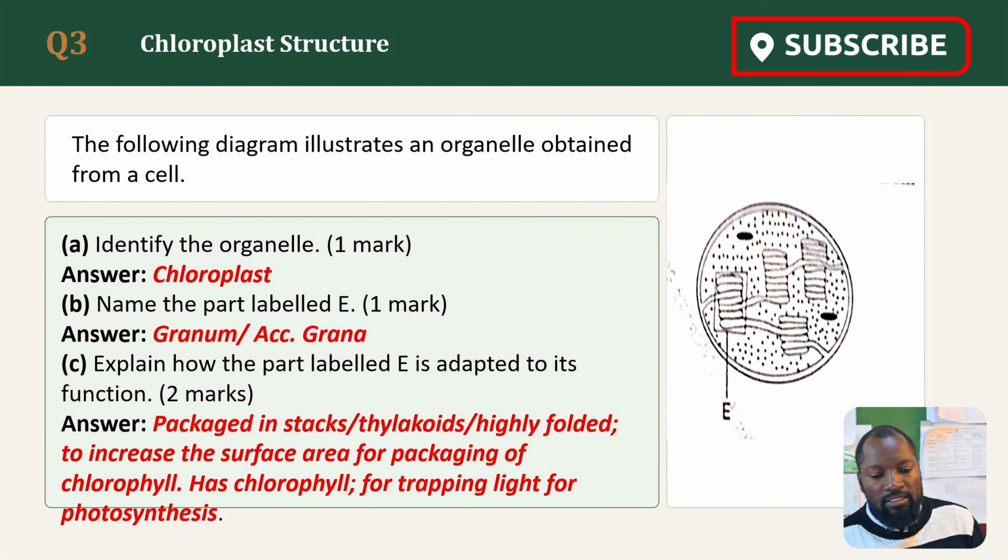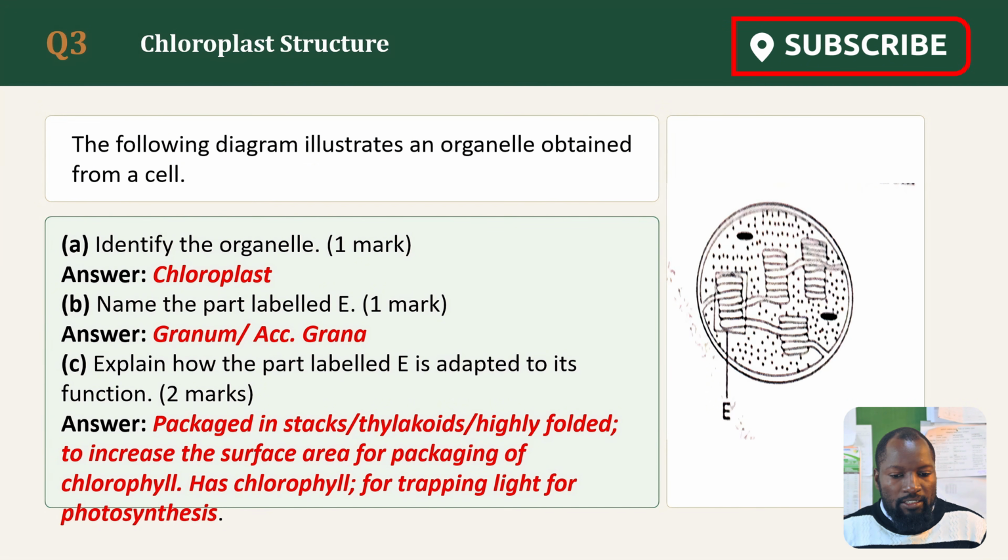What I want you to notice is, when you are talking about adaptation, you first of all have to name the structure, then you explain, for you to qualify to get a mark. So if you say it has chlorophyll, you must tell us what that chlorophyll is used for.